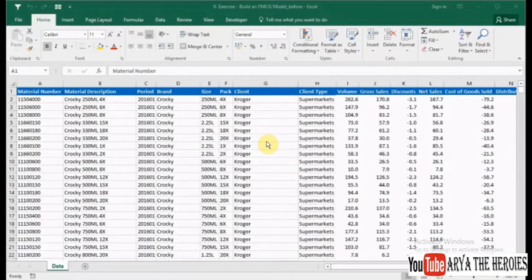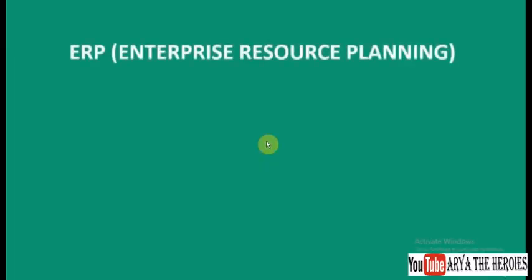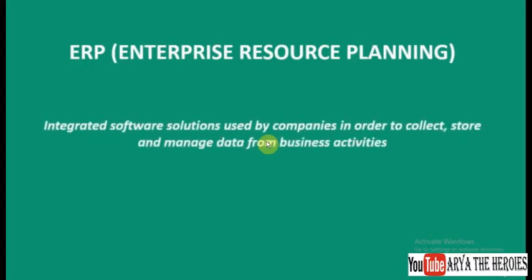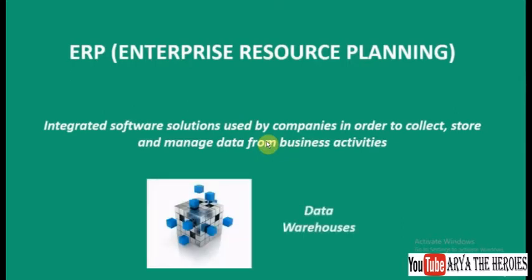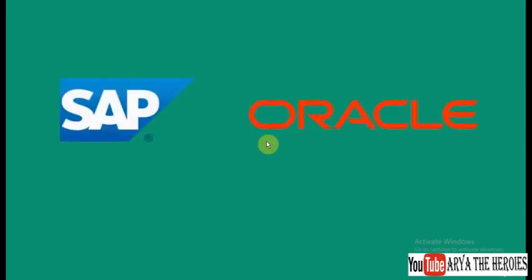product offering. The spreadsheet you see on your screen represents a data extraction that is typically obtained when working with the so-called ERP systems, standing for Enterprise Resource Planning. These are integrated software solutions that a company uses in order to collect, store, and manage data from its business activities. Therefore, ERP systems are data warehouses, something like a container that collects the entire information of a firm. The two most popular ERP system providers in the world are Oracle and SAP.